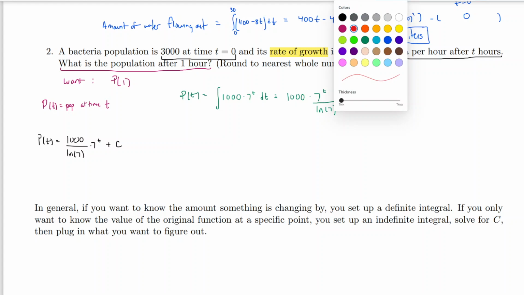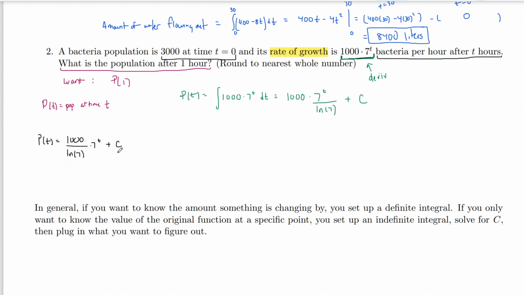Well, we need to figure out P of 1, but in order to do that, you need what c is, because if we plug in t equals 1, that's great. But we don't have what c is, so we're not going to get an actual number to round. And that's when this comes into play. This says P of 0, because it's at time 0, equals 3,000. And we use this to solve for c.